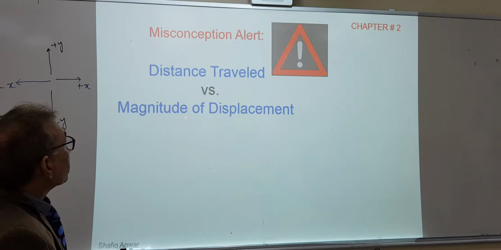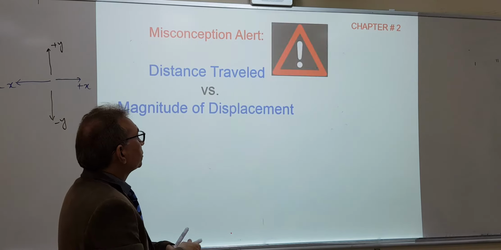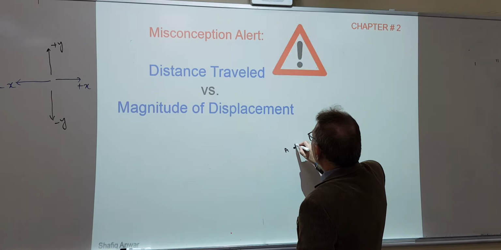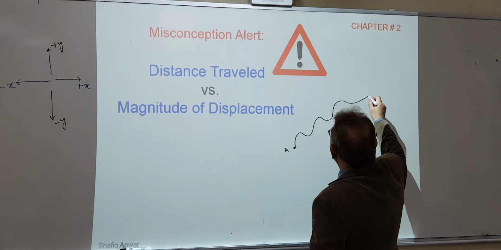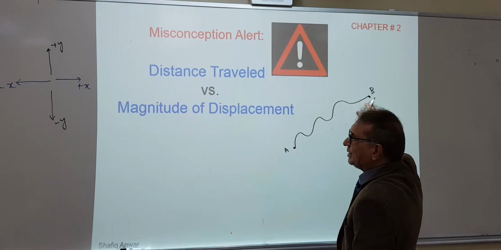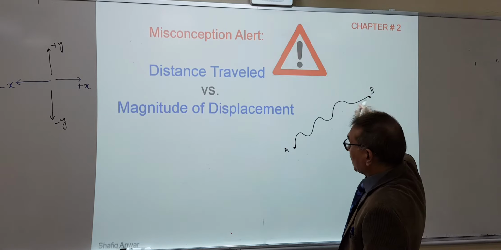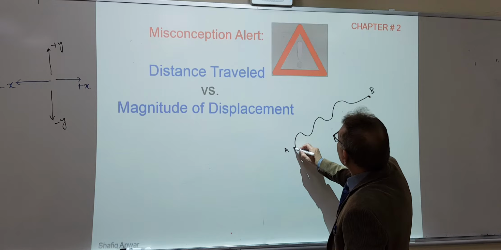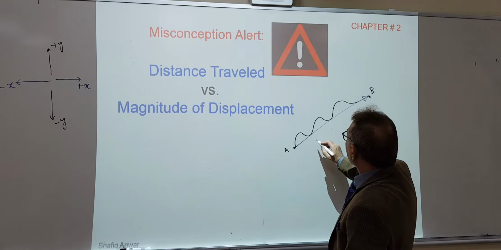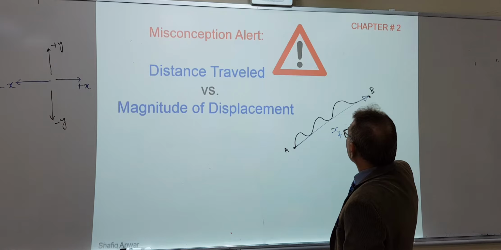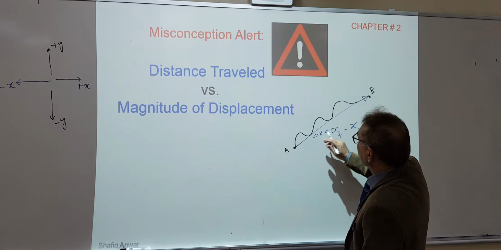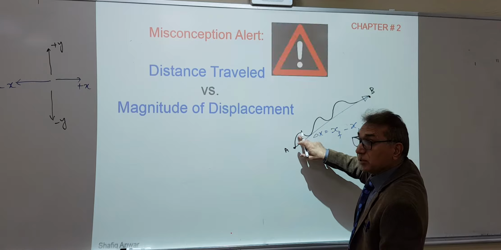distance traveled versus magnitude of the displacement, these are two different things. For example, if you start from this point A and you are moving like this, this is point B, and if you keep on measuring the distance, you will get the total distance. But instead, if you go for the displacement, this is the displacement, because the displacement is equal to final minus initial. This is displacement, and the distance, if you calculate from here to here directly, it will of course be less than this one, right?